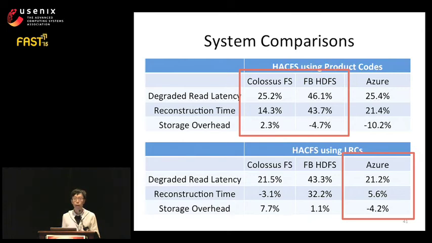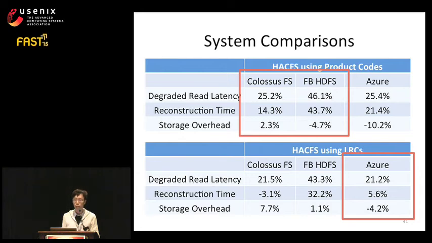Here we show the system-level comparison of our two HACFS implementations compared with 3 existing systems. And this shows the percentage improvement averaged across all 5 workloads. We implement HACFS with product codes to improve existing Reed-Solomon-based systems. As we can see in the upper table, our HACFS PC can effectively reduce the cost for 2 recovery scenarios without incurring much extra storage overhead.